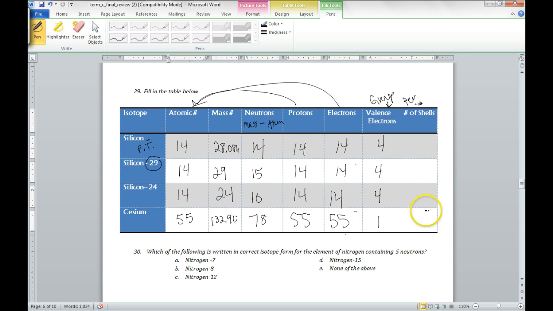Now shells of electrons, it's going to be the period. Silicon is in the third period, so all of these are going to have 3 shells of electrons. And you can do that even by looking at the electron configuration. You can figure out how many shells of electrons it has. And then cesium is down in the 6th period, so it's going to have 6.